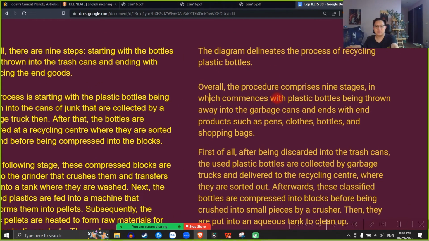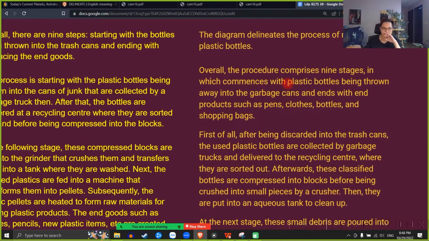The procedure comprises 9 stages in which. Cái chữ which, nếu mà là which không á, thì nó thay thế cho chủ ngữ mới, nó có thể động từ này được nha. Nhưng mà in which thì đằng sau bắt buộc phải có một cái danh từ hay một cái chủ ngữ mới đây nha. So if you have in which here, it cannot act as a subject for the verb here, okay? But if you use which, it can.